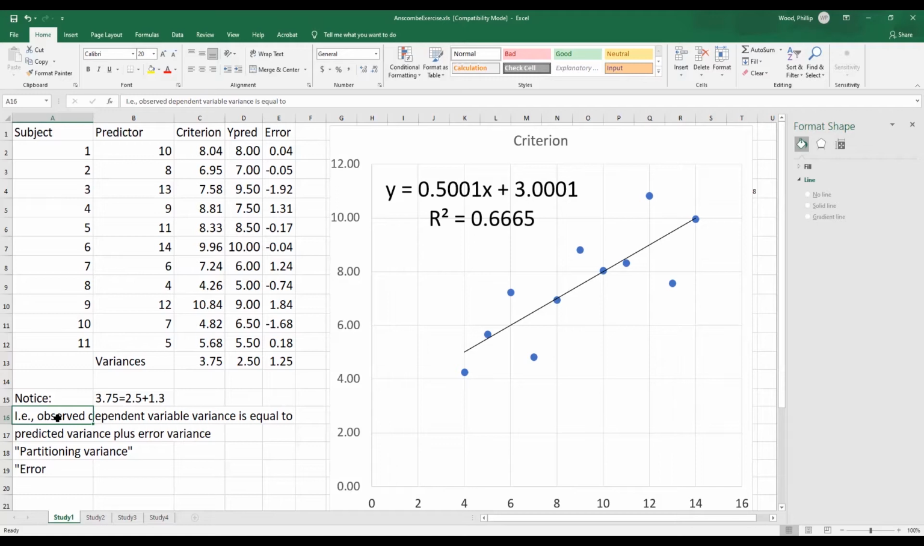This little trick of saying, here's my predictions, they have a variance. Oh, and my predictions were not always accurate. Adding those up and saying those two variances together give me the variance that I observed in my data is called partitioning the variance. Partitioning the variance into predicted variation plus error variation.